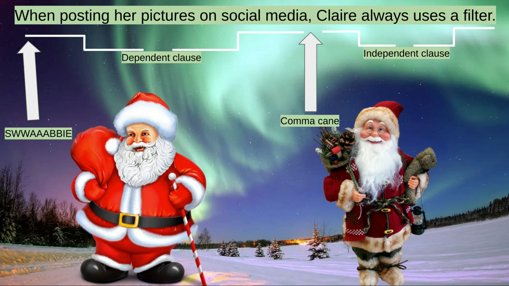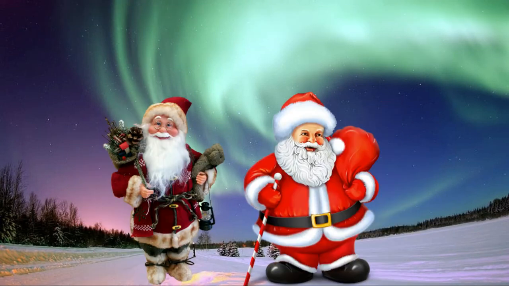But when he's at the beginning of a sentence, he's got to put a lot of weight on that comma cane or else he's going to fall over. And then you have it followed by your independent clause. Claire always uses a filter. Another way you can write a complex sentence is basically just flip-flopping the order.